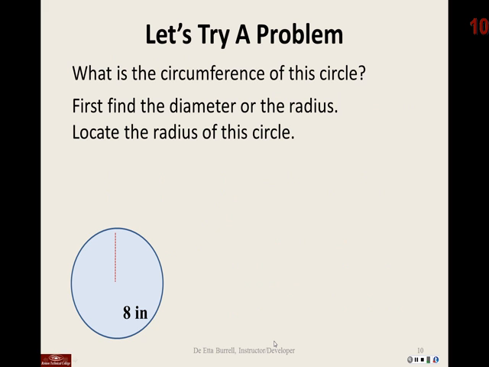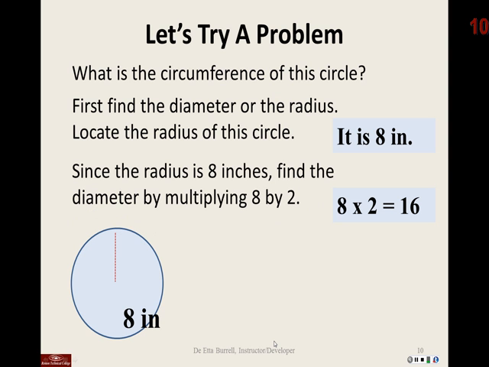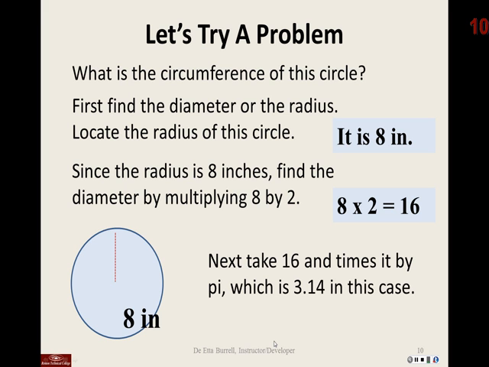So what would that be? 16 for the diameter, right? And then times it by pi. So let's say that the pi in this case is 3.14. We're going to approximate it. We're not going to use the 22/7. So tell me what you would get. What's 3.14 times 16? 50.24. So we take 3.14 times 16 and we get 50.24.